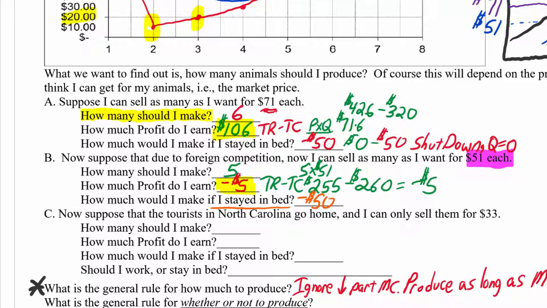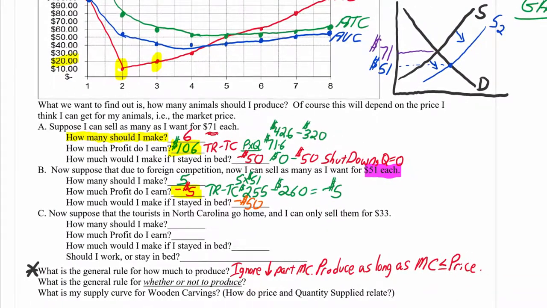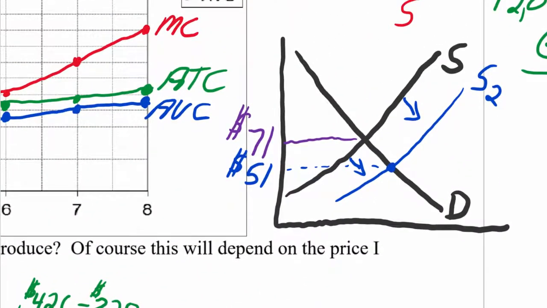Let's look at the third example here. Suppose now, in addition to the foreign competition, now all the tourists go home. And tourists are usually the people who buy these chainsaw carved animals. And now we can only sell these things for $33. What's going on in our supply and demand diagram? Well, when there are fewer people wanting to buy these things, the demand is going to decrease. And now the market price has fallen even further to $33.